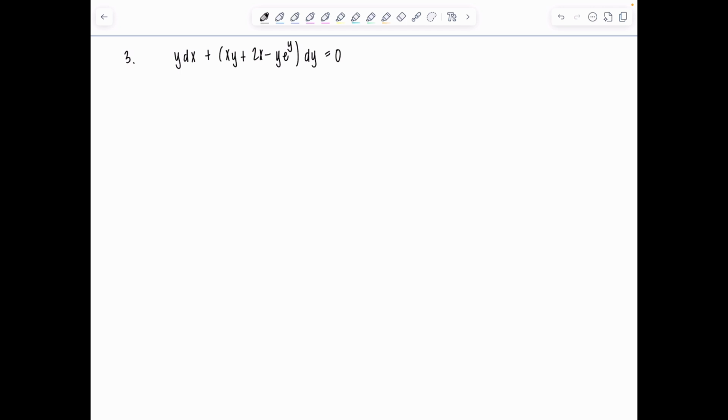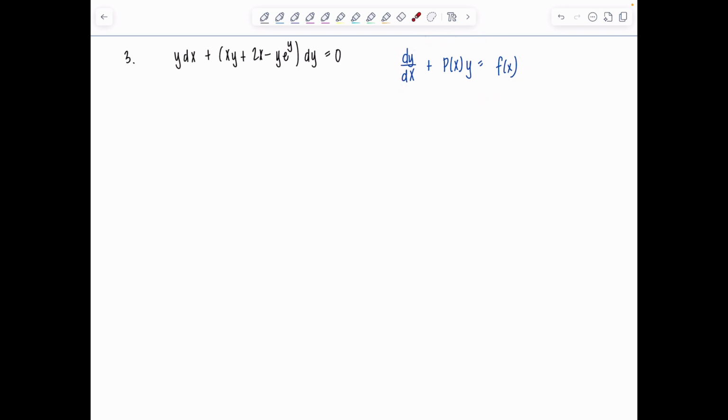Okay. All right, example 3, we have y dx plus xy plus 2x minus y e to the y dy equals 0. Now, I wanted to do this example because if we try to put it in the typical standard form that we've been using, we get stuck. So if we try to put it in dy dx plus p of x times y equals f of x, we're going to run into some problems. So let me show you what happens.